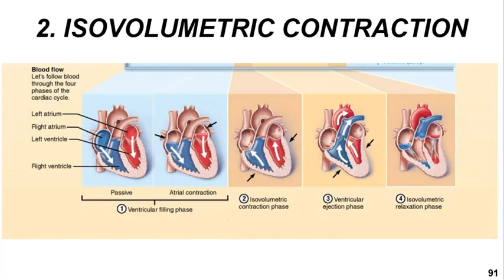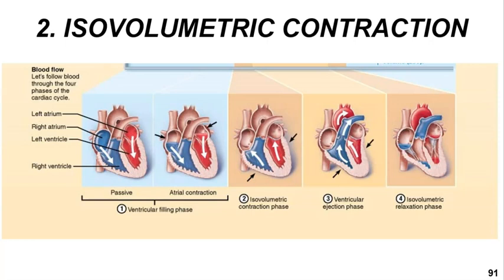The second phase is the isovolumetric contraction phase. So here we're going to see that the ventricles are going to begin contracting as the atria are relaxing. And because of this ventricular contraction, we're going to see pressure in the ventricles beginning to rise. Recall that the AV valves will close when the ventricular pressure is greater than the atrial pressure. So at this point, the atrioventricular valves will snap closed.